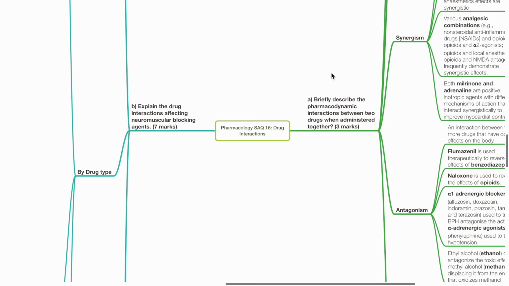Pharmacology SAQ 16, Drug Interactions. A. Briefly describe the pharmacodynamic interactions between two drugs when administered together. 3 marks.